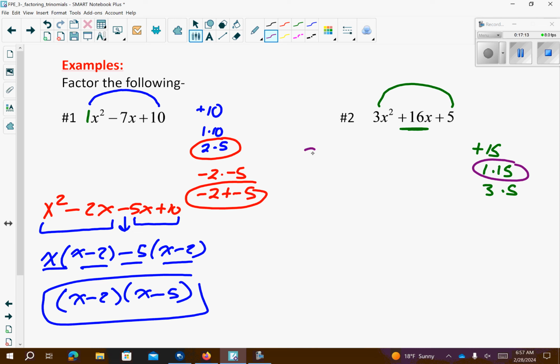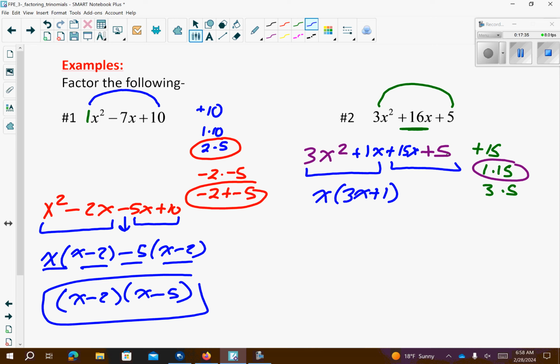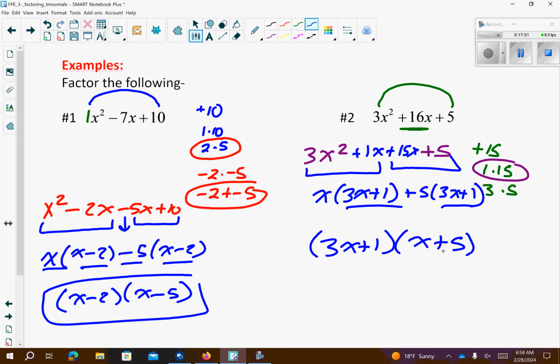So I'm going to take the first term down. I'm going to bring the last term down. And in the middle, I'm going to put plus 1x and plus 15x. Again, I could have had 15x here. I could have had 1x here. It's still going to work out. It's going to give me an x. That's 3x plus 1. That middle sign comes down. Factor a 5 out. Those are both the same, correct? That's my answer.